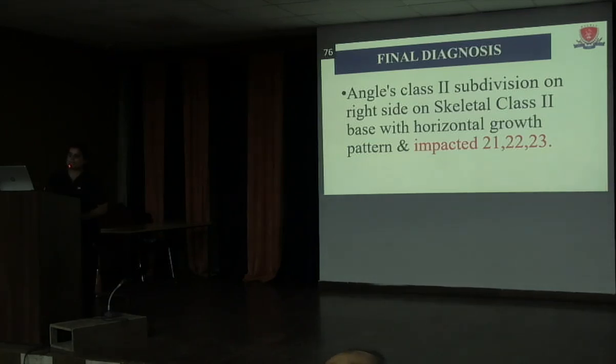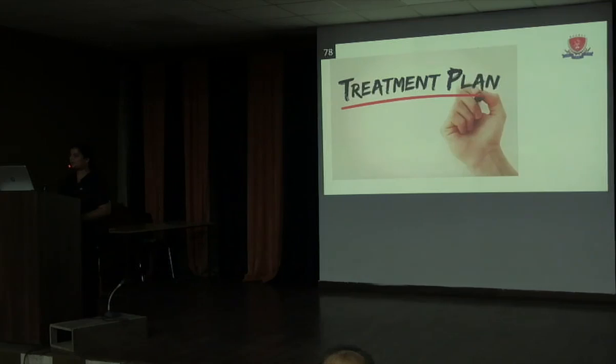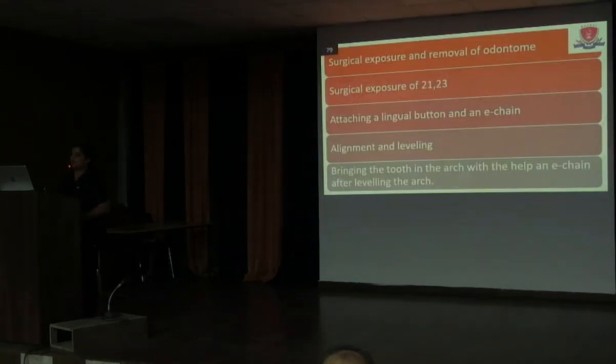Final diagnosis: Angle's class 2 subdivision on the right side, on a skeletal class 2 base with horizontal growth pattern and impacted 2-1, 2-2, 2-3. The problem list is impacted 2-1, 2-2, 2-3 and the treatment objective is to disimpact the impacted teeth. Moving on to the treatment plan, firstly the surgical exposure and removal of the odontome. Then the surgical exposure of 2-1, 2-3 and attaching a lingual button with an E-chain, then alignment and leveling and bringing the tooth into the arch with the help of an E-chain after leveling the arch.